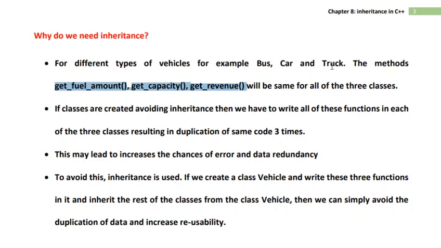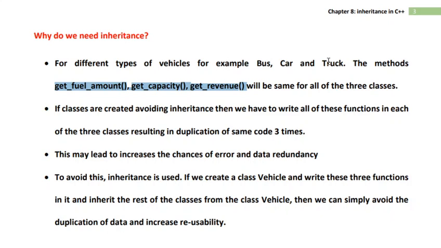So in the first scenario without inheritance, we need to have the implementation of these three functions done separately for bus, car, and truck. This will not only lead to duplication of code, but it will also increase the chances of error and data redundancy. Moreover, it will use computer resources non-optimally.